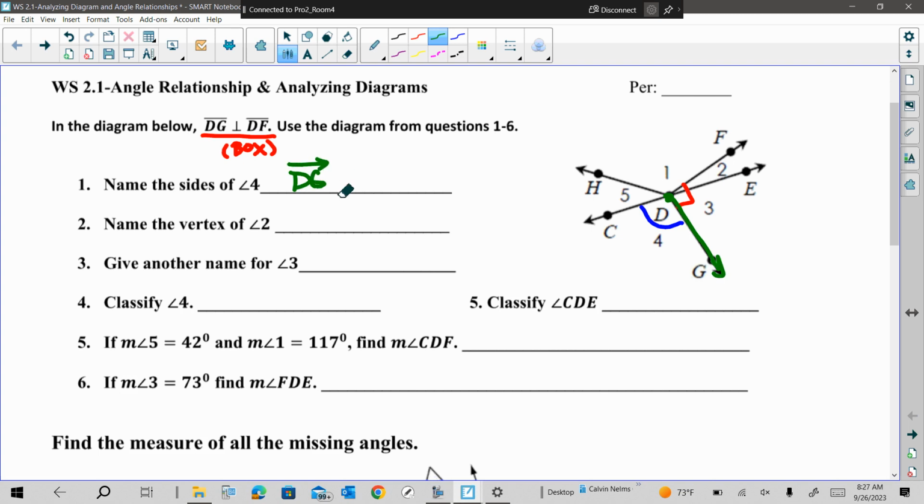So what's the other side of this angle? Yeah, but you have to start at what letter? Yeah, it's DC. You have to start at the vertex, okay?